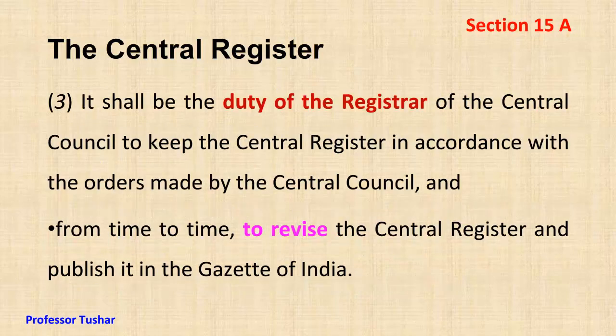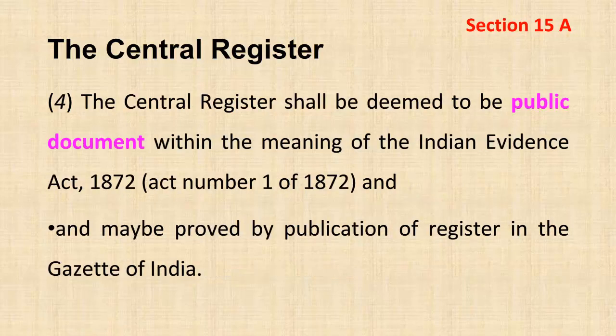It shall be the duty of the registrar of the Central Council to keep the Central Register in accordance with the orders made by the Central Council, and from time to time, to revise the Central Register and publish it in the Gazette of India. The Central Register shall be deemed to be public document within the meaning of the Indian Evidence Act, 1872, Act No. 1 of 1872, and may be proved by publication of Register in the Gazette of India.